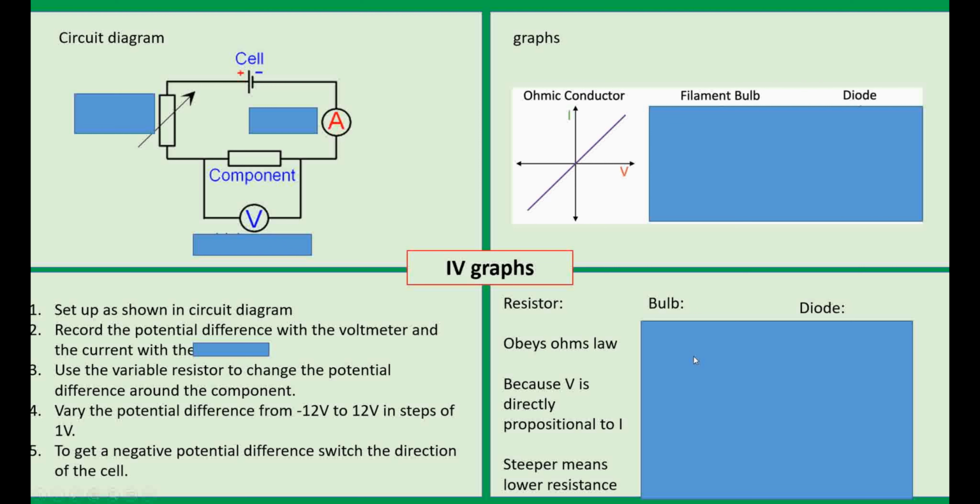What does it look like for a bulb? What does the bulb graph tell us? What does the diode graph tell us? Pause the video and try and fill in that detail.